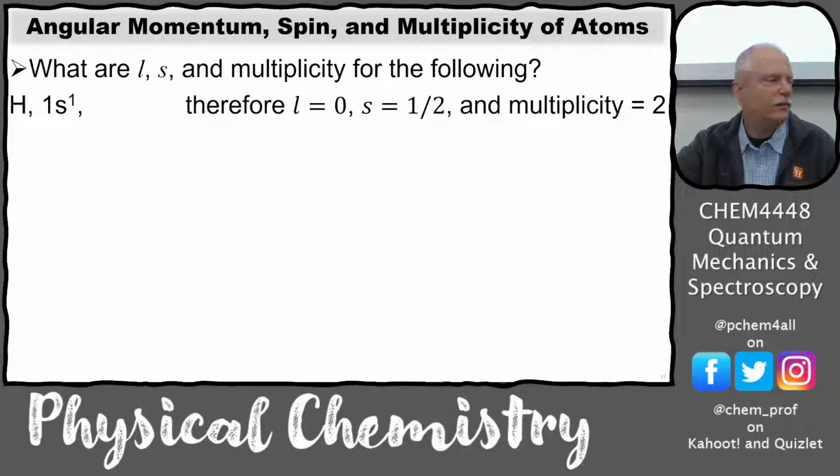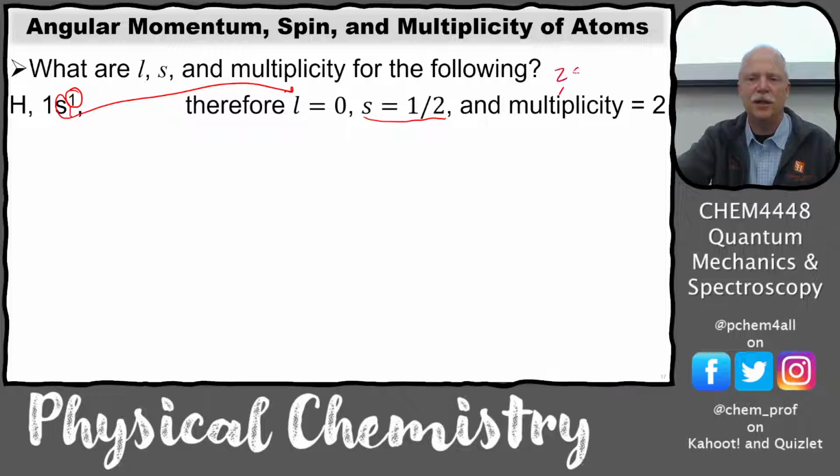And so let's just finish up with this idea of multiplicity. Whenever we have an atom with an unpaired electron, we look at the orbital that it's in. So L equals 0 for that electron. We have one electron, so S equals 1/2, and multiplicity is 2S plus 1. So 2 times 1/2 is 1, plus 1, so multiplicity is 2.